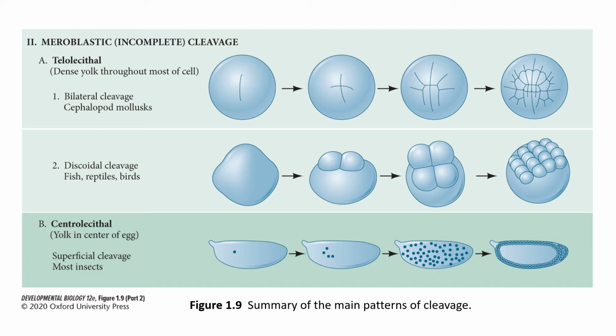And then next is the centrolecithal. This means the yolk is in the center of the egg. As we said, when there is an animal and vegetal pole, there's just one side where the yolk is, but for centrolecithal, the yolk itself is at the middle, kumbaga, between the vegetal and the animal pole. What happens with them is they have the superficial cleavage, which is found in most insects. Okay.